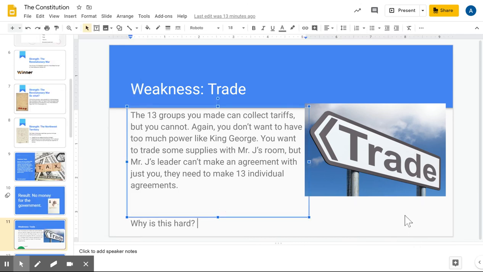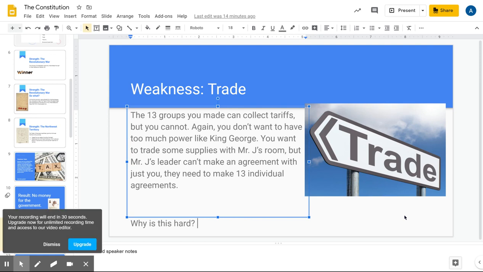Okay, the next weakness we're going to talk about is trade. So you, the leader of these 13 groups, you can collect tariffs, so money on imported goods from other countries, or let's say other classrooms in this scenario. So the 13 groups can collect those, but you can't. Again, you don't want to have too much power like King George. You, the leader, want to trade with the leader of Mr. Jaworski's room, but Mr. Jaworski can't make an agreement with just you.